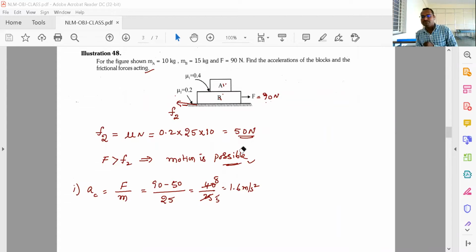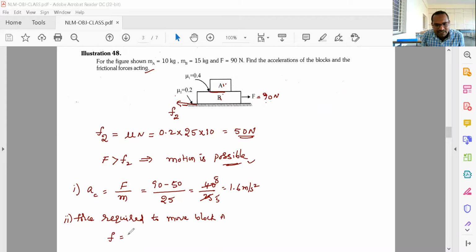Now, if they have to move together, there should be some supporting friction between A and B. How much supporting frictional force is required? That is the second point that we need to find. Force required to move block A is nothing but m a, where m is the mass of A and a is the common acceleration. Mass of block A is 10 kg, common acceleration is 1.6. It is nothing but 16 Newton force required for both the blocks A and B to move.